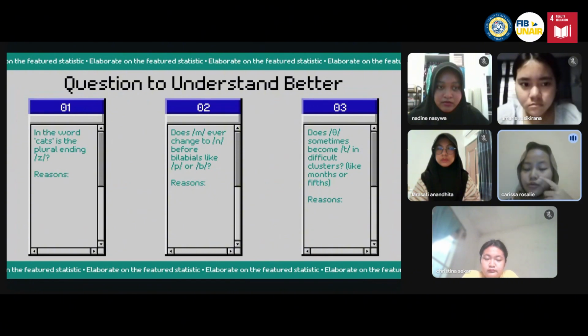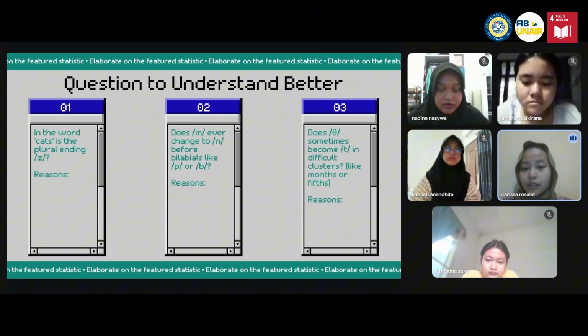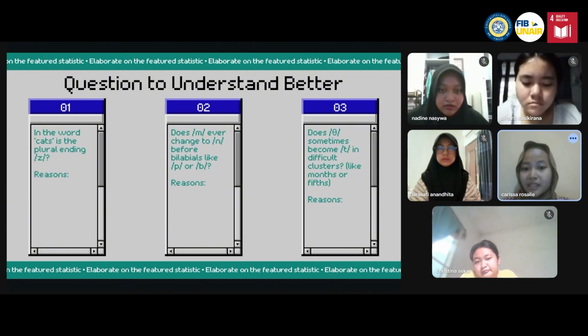Next, to understand the materials better, we have these questions. The first one is, in the word cats, is the plural ending Z? So the reasons. The cats, if it's not plural, if it's singular, it's cat, or it ends with T.